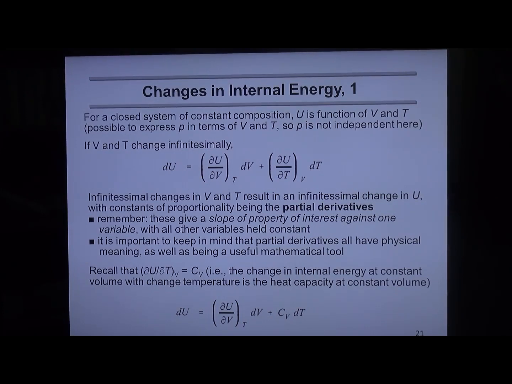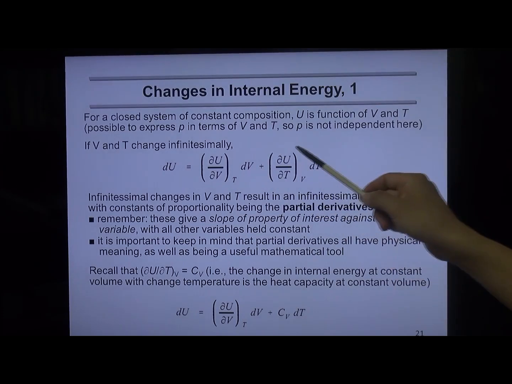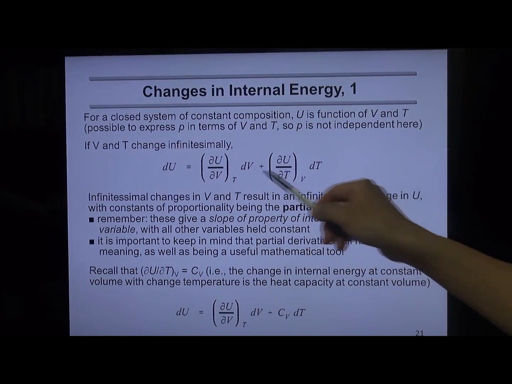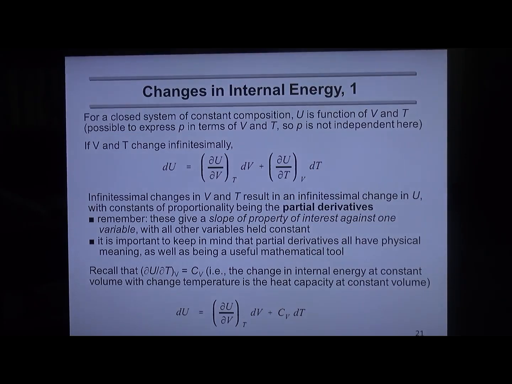Let's see. First, we know this, right? Round U, round T at constant volume. We already have learned this. This one is CV, heat capacity at constant volume, right? So among these two partial derivatives, we already know one, CV. Okay. How about this one? Round U, round V at constant temperature. At constant temperature, how internal energy changes as a function of volume.